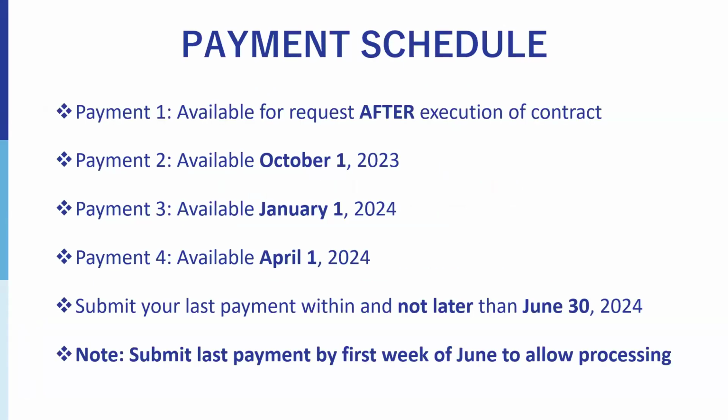Funds become available for request on a quarterly basis. All payment requests need to be submitted by June 30th of 2026, the end of the grant period, at the very latest. However, we recommend you submit your final payment by the first week of June. This will give the division time to process the payment internally and forward the request to financial services, who must process the payment by June 15th in order to avoid delays.